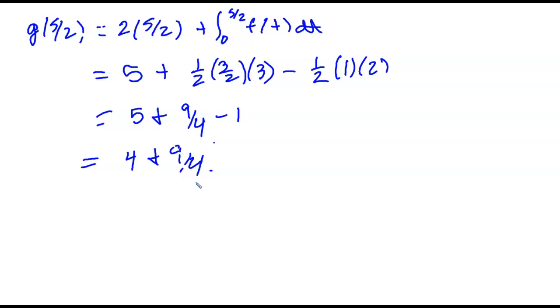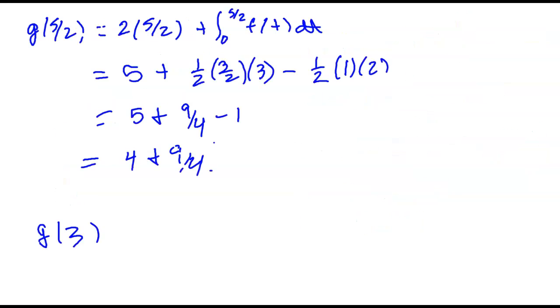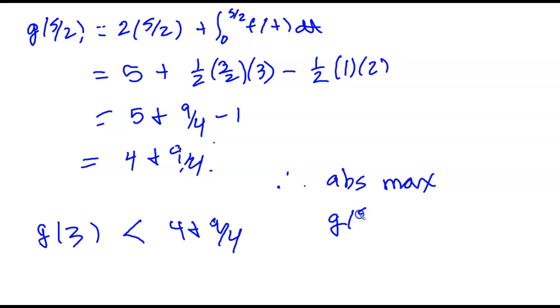And if I want to find g of 3, I believe we evaluated g of 3 in part A, and no, sorry, that was g of negative 3. Well, g of 3, if we look at the graph, it's going to be more negative area because it's from 5 over 2 to 3, it's below the x-axis, so it would be subtracting more area away. So we know that g of 3 is going to be less than 4 plus 9 over 4. So therefore, my absolute max is going to occur at 5 over 2, and it's going to equal 4 plus 9 over 4.